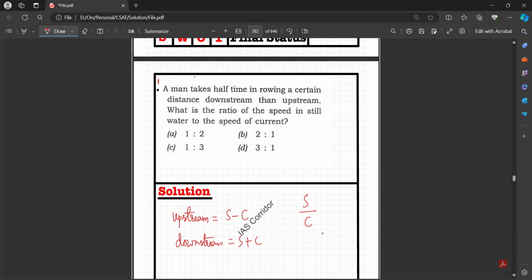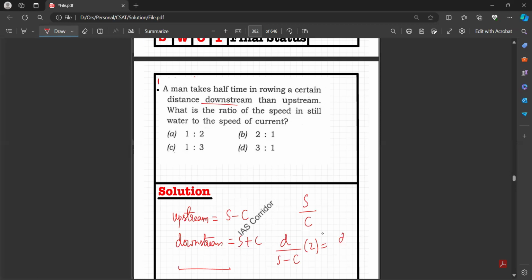If the distance is D to travel, time taken for upstream will be what? Time taken for upstream will be D by S minus C. S equals VT, so T is S by V, right? So distance D, and speed is S minus C. Upstream will take more time than downstream, obviously 2 times, because that is given here.